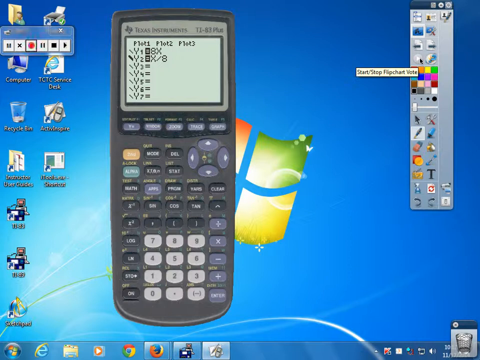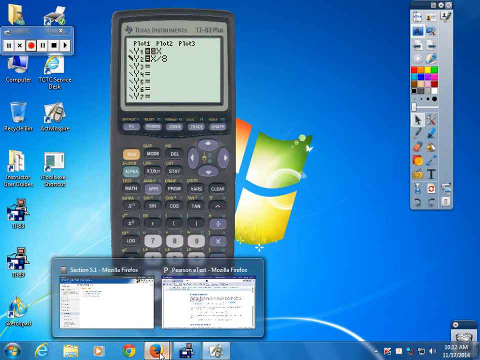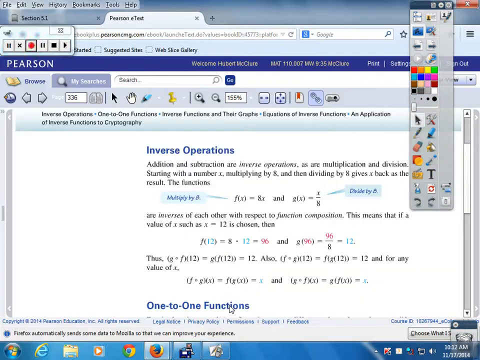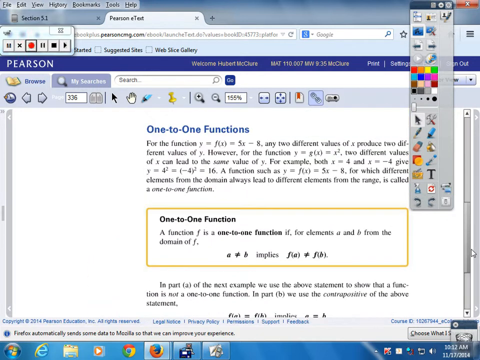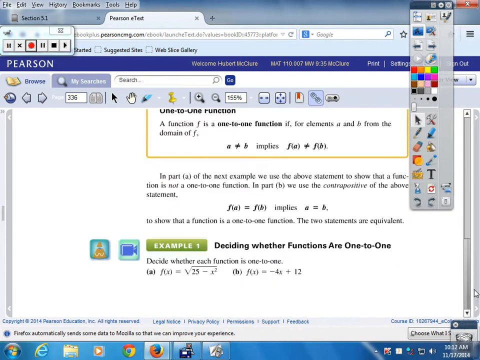Now, let's move into a curve so you can actually really see the inverse. And that's a one-to-one function. We'll get to that in just a minute. Okay. Let's do this one right here.